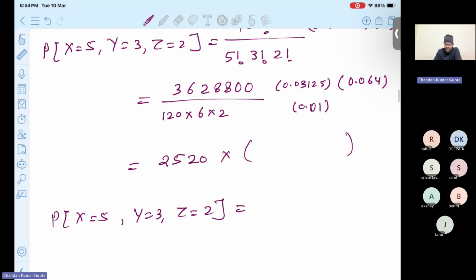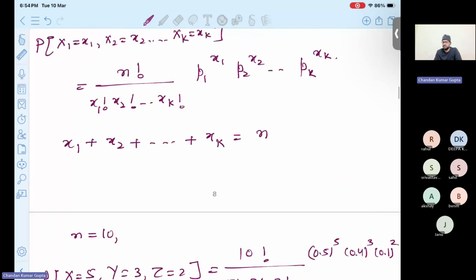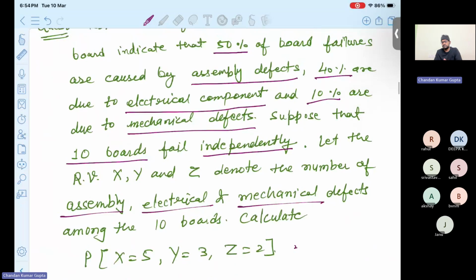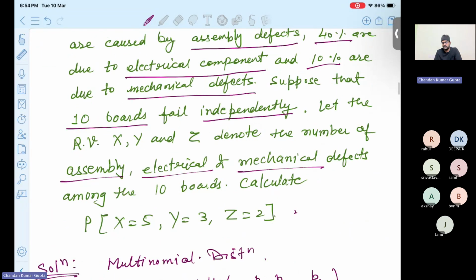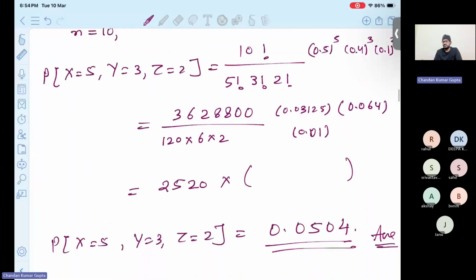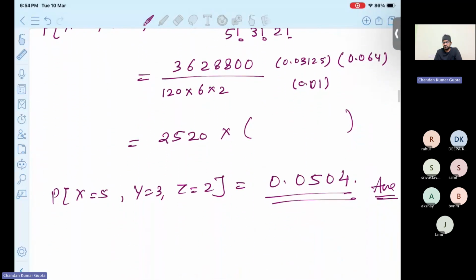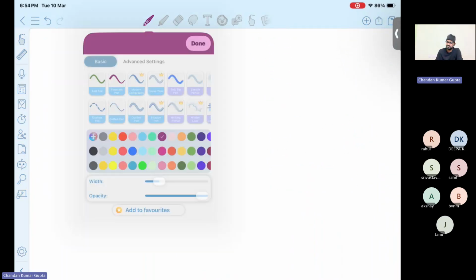After the solution, for x equal to 5, y equal to 3, z equal to 2, it comes out to be 0.050. Okay, so this is how we solve. The first thing we need to know is which distribution the random variable or the experiment follows. Here it is multinomial, and then using its PDF it is simply calculation. Any doubt up to this point?